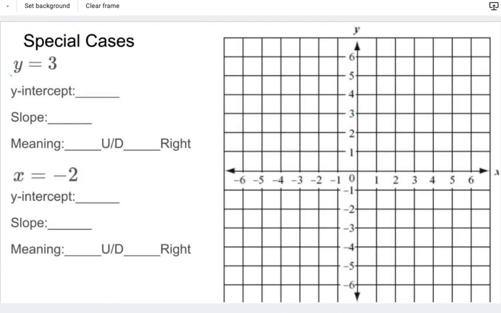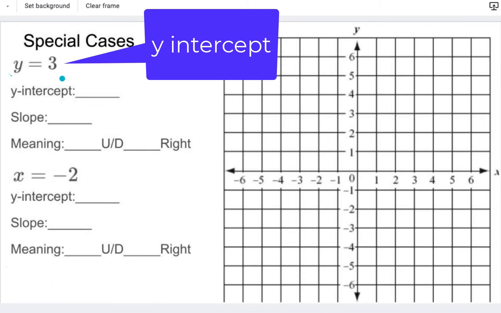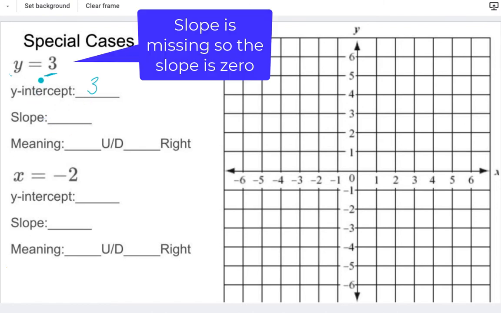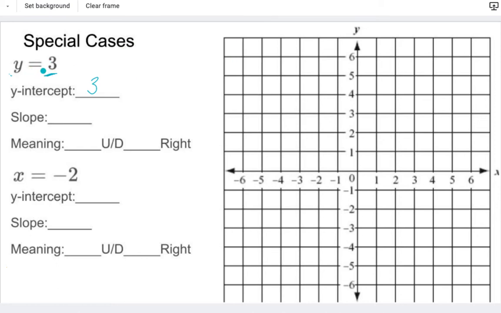So remember, there are some special cases. So in this case, we have y equals 3. So the constant is 3, so we know that's the y-intercept. The slope is the coefficient of x, the number multiplied by x. So if we don't see x at all, that means x was multiplied by 0. So the slope is 0, which means there is no up or down.